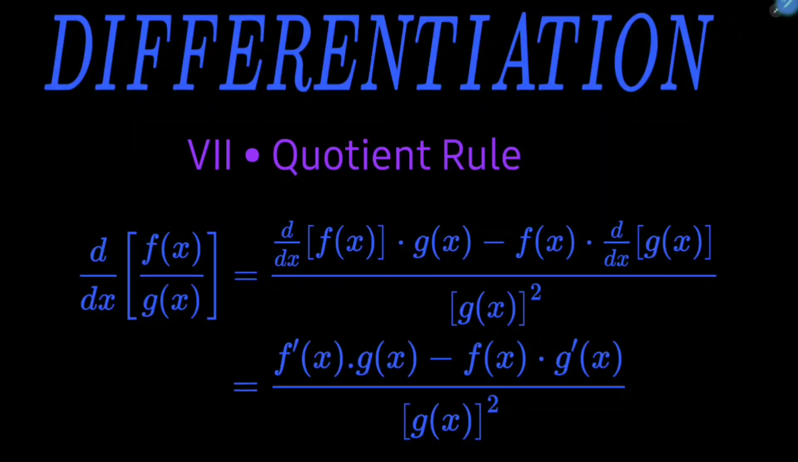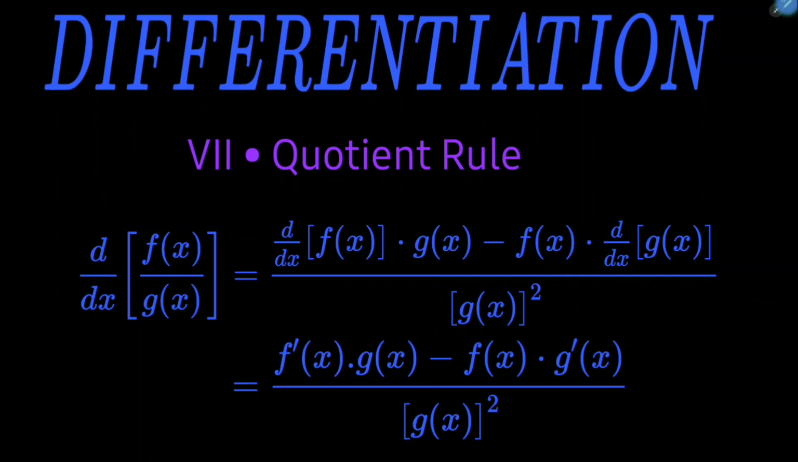In previous videos, we learned the sum, difference, and product rules. But what if a function is a fraction, meaning one function divided by another? Today, we'll learn the quotient rule, which handles exactly this scenario. Firstly, what does this quotient rule say?